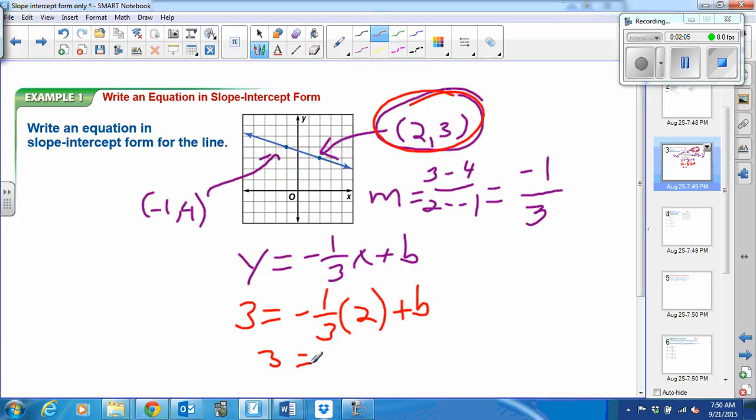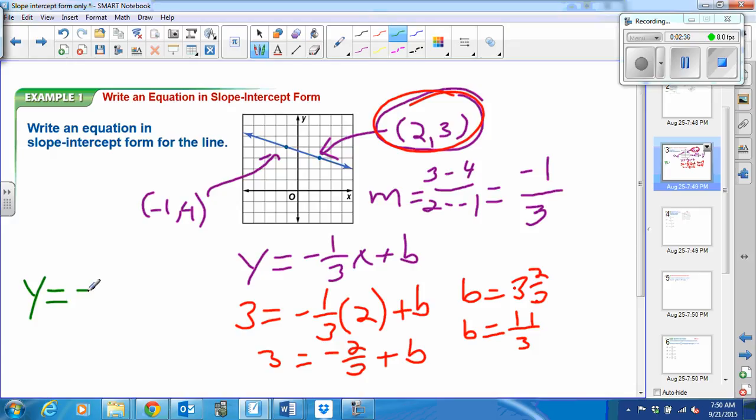So 3 is equal to -2/3 plus b. So when we add 2/3 to both sides, we get that b is equal to 3 2/3. Now I prefer that you write all of your fractions as improper fractions. So b is really equal to 11/3, because you do 3 times 3 is 9 plus 2 is 11, and you keep that over the thirds. So the final equation for this line is y equals -1/3 x plus 11/3.